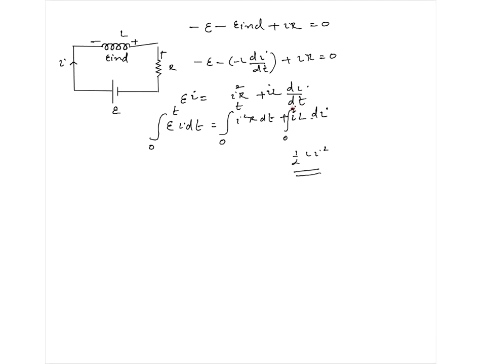And then we integrate with respect to t. EI dt, I square R dt, LI di. We integrate when time is 0, current is 0, let's say.